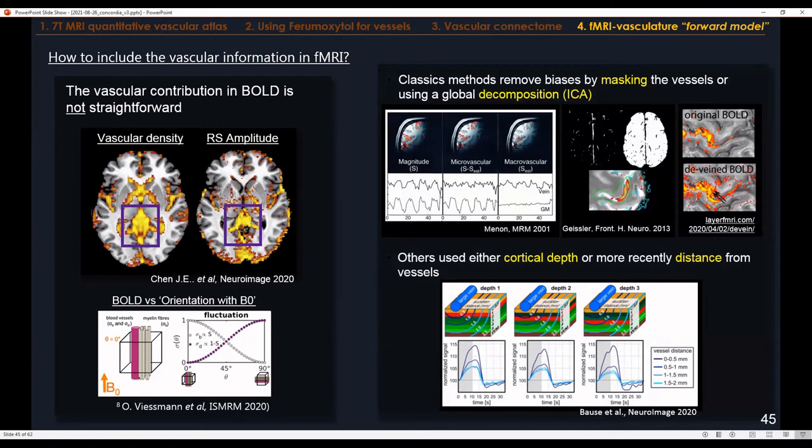In classic methods to remove the vessel contribution in fMRI maps, we either simply mask the vessels out, or use decomposition to try to understand if there's some vascular component in the fMRI map and try to remove it. Some others use the distance from the large vessels to try to correct or understand the effect of the vessels on the fMRI map. But we think that, based on what I presented earlier, we need to go beyond that.